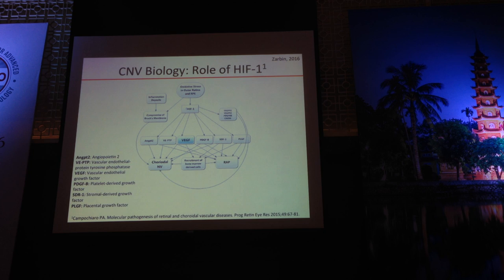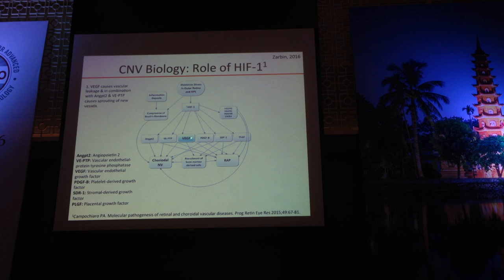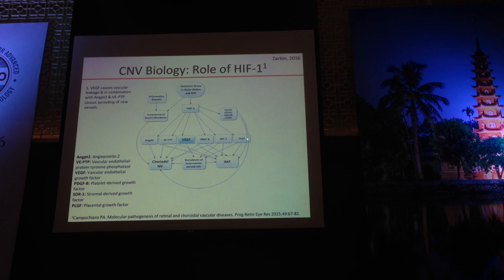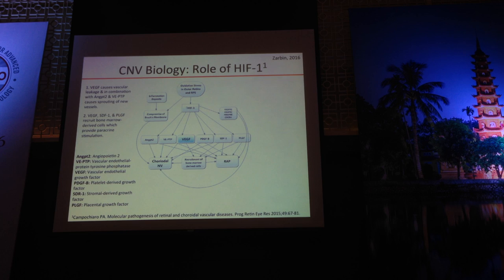So hypoxia, so oxidative stress leads to increased production of hypoxia-inducible factor 1. And that leads to the production of a variety of cytokines: angiopoietin, vascular endothelial protein tyrosine phosphatase, VEGF, platelet-derived growth factor, stromal-derived growth factor, and placental growth factor. As you know, VEGF causes vascular leakage, and in combination with Ang2 and VE-PTP causes new vessel sprouting. The VEGF and stromal-derived growth factor and placental growth factor recruit bone marrow cells, which fosters neovascularization. The platelet-derived growth factor B recruits pericytes, which allows the vessels to become mature and resistant to VEGF inhibition.